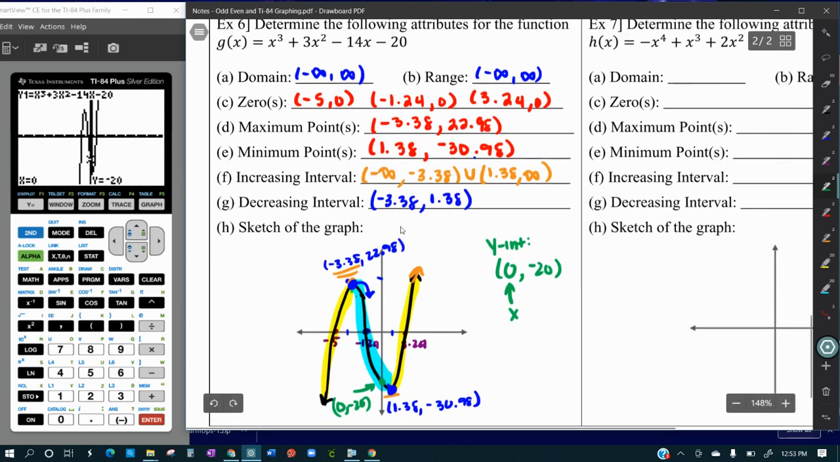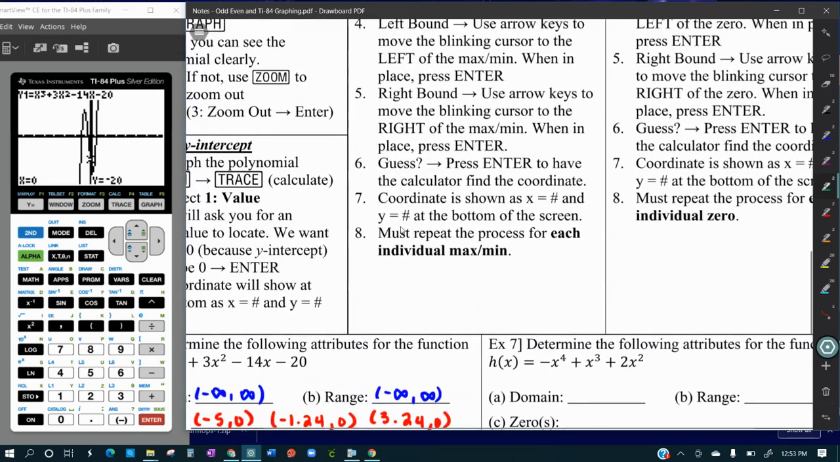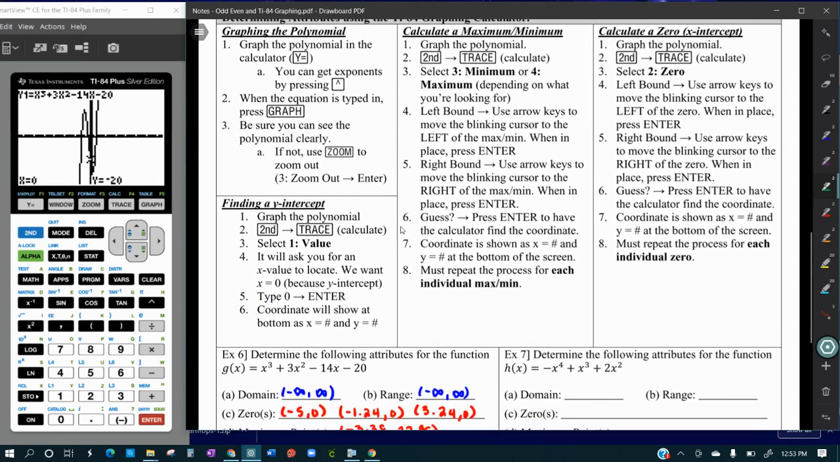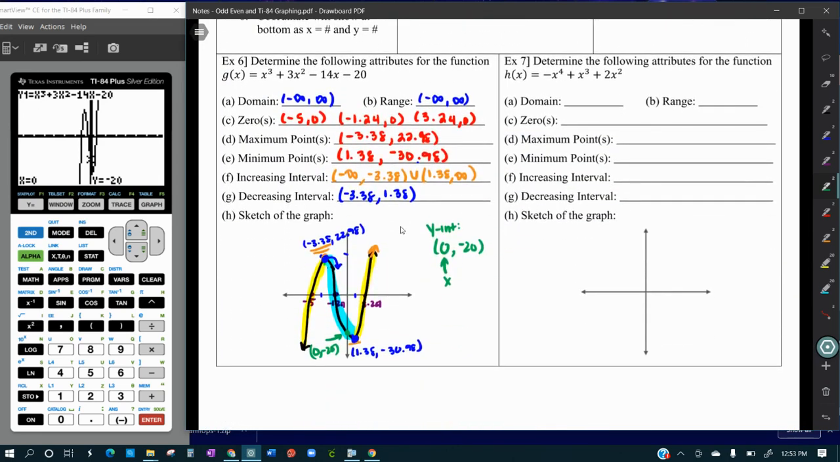I'd like you to pause the video and try example 7. If you need to, go back and look at these steps for the calculator. So pause the video, try example 7.